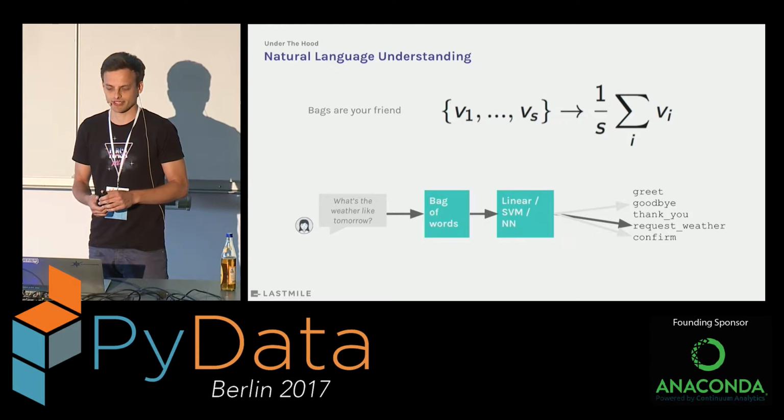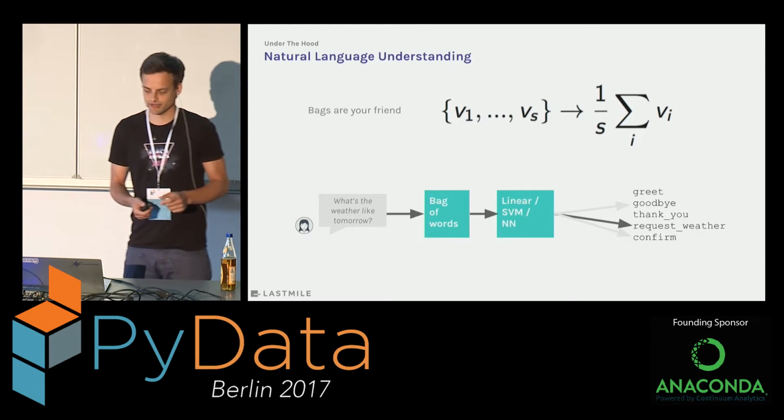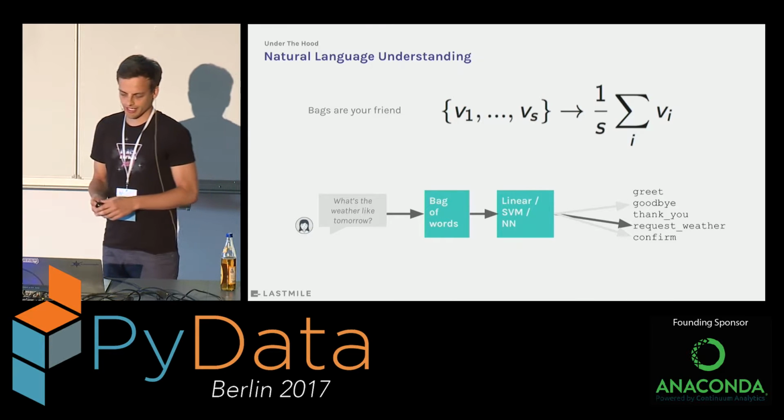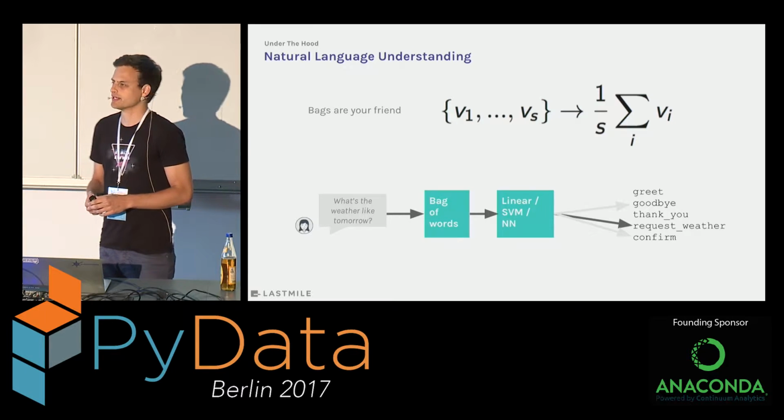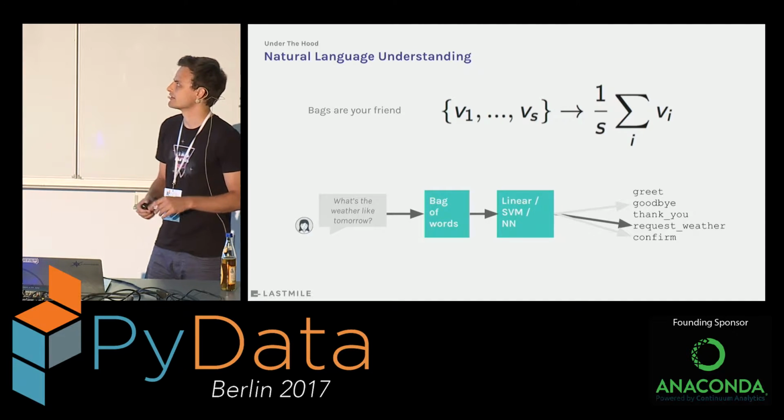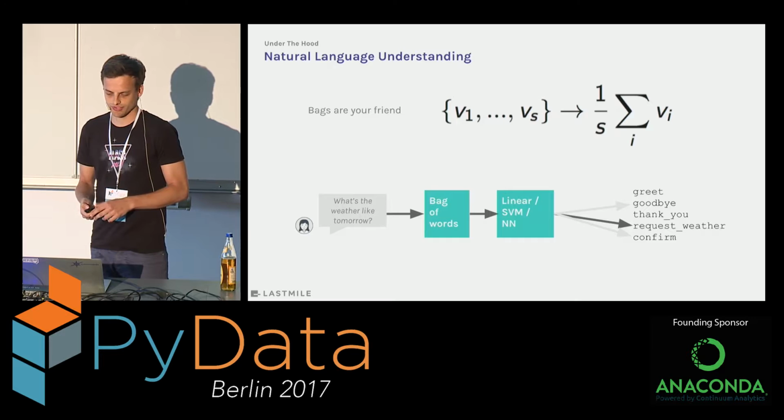So this is the idea, right? A message comes in, bag of words. Then we get our linear model, SVM, or neural network, or later a recurrent neural network. And then the output is the intent of the message. So in our case, it would be request weather. So that's pretty simple.